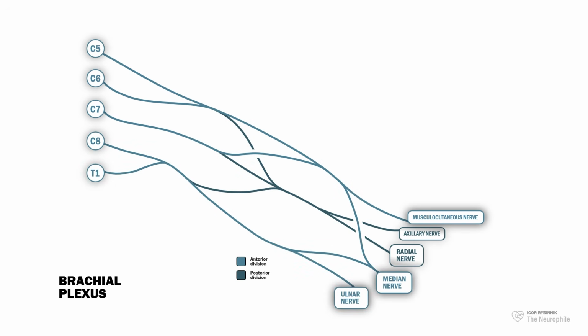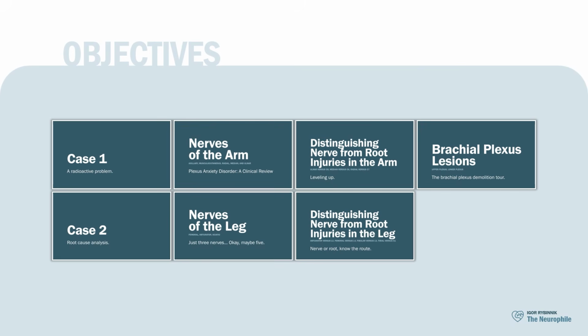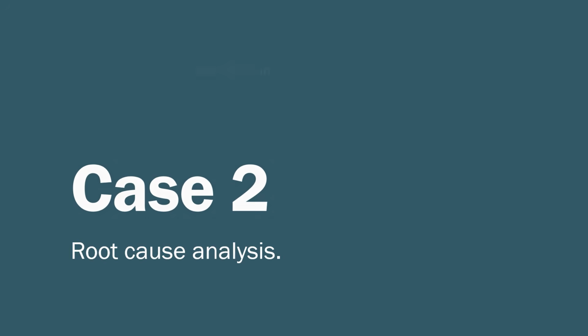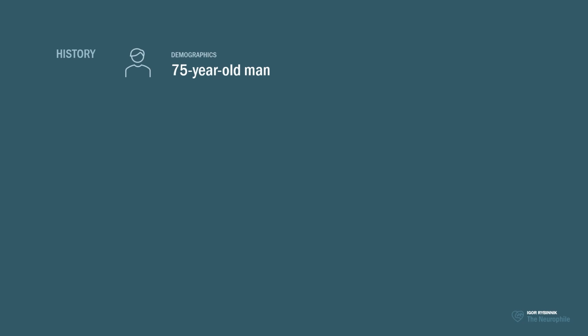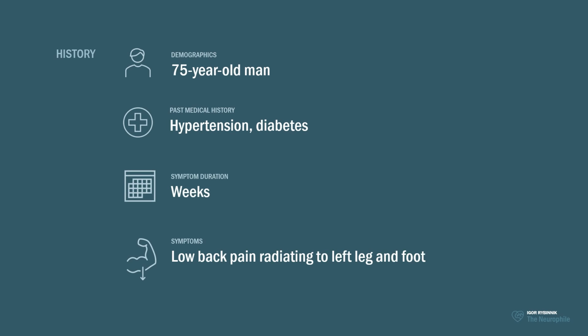All right, you have survived the brachial plexus. But now we have a new challenge. This time, we have a 75-year-old man with a history of high blood pressure and diabetes. For the past 3 weeks, he's had lower back pain that shoots down the back of his left thigh and into his foot. About a week ago, he started noticing weakness in that same leg.